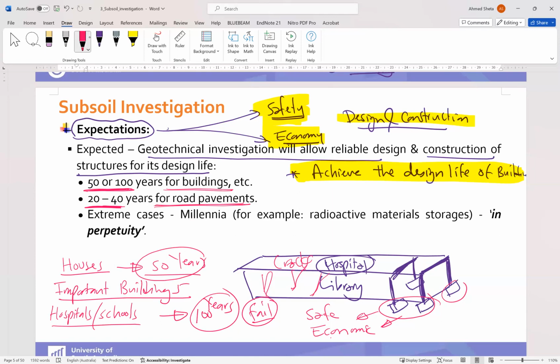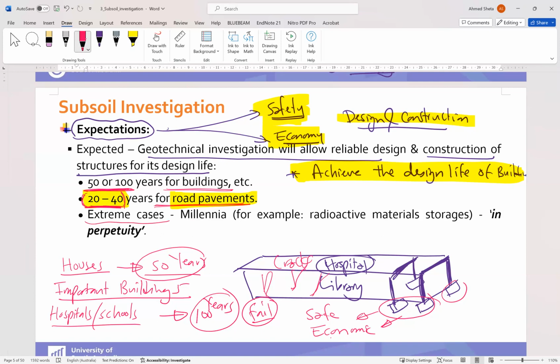So you need to make sure that you know the information or the properties of the soil to achieve this target. For other types of structures like road pavement, which we will also be discussing later in the course, the road pavement is designed to last for 20 to 40 years. So you also need to make sure to achieve this.